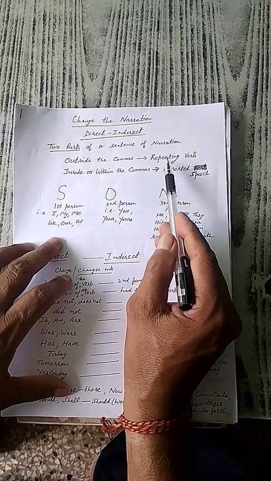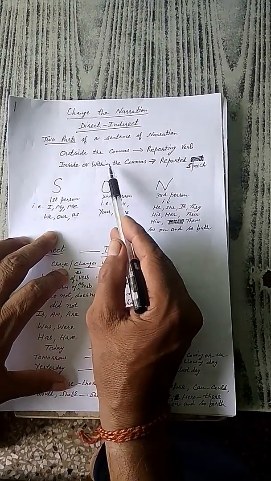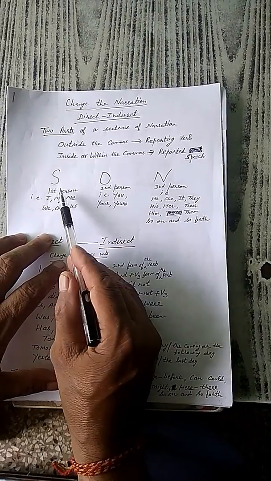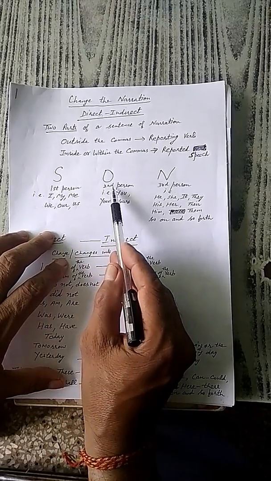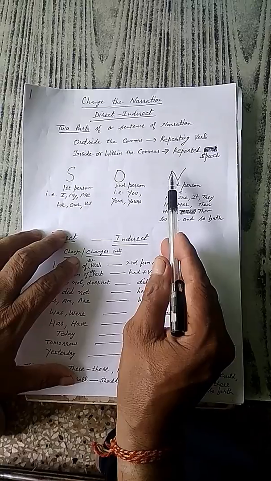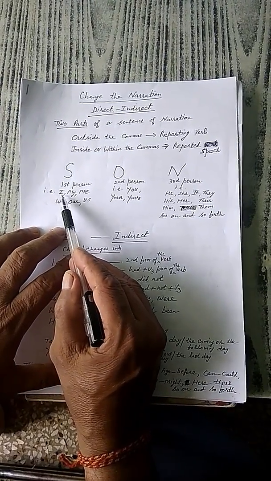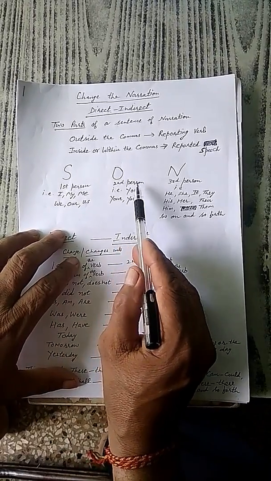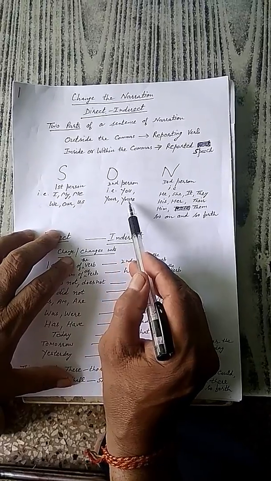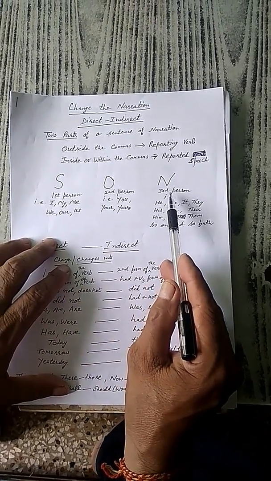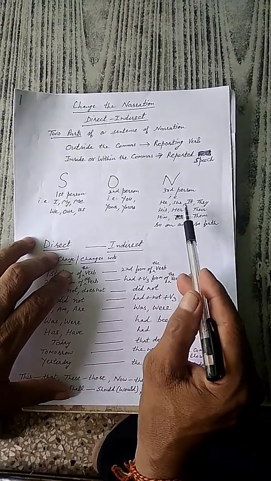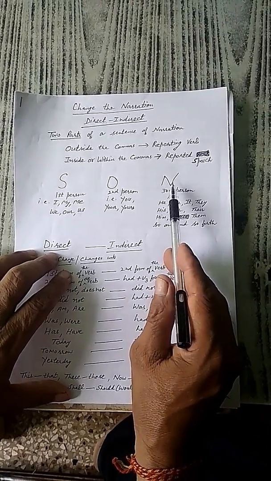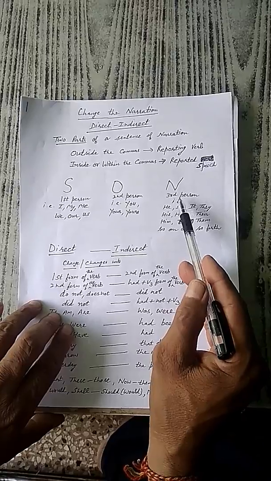Outside the commas, we call it reporting verb. Inside or within the commas, we call it reported speech. S-O-N. First person changes into subject. Second person changes into object. Third person, no change. First person includes I, my, me, we, our, us. Second person includes you, your, yours. Third person includes he, she, it, they, his, her, their, him, them, and so on. Third person, no change.